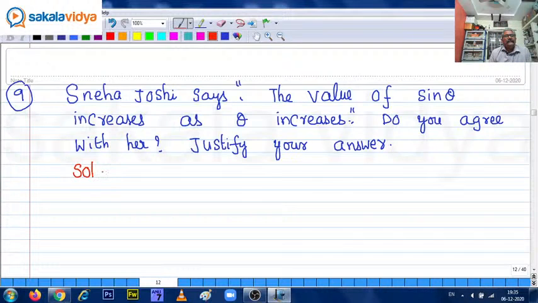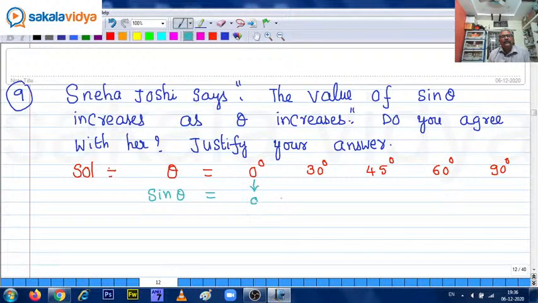First, let us write the values like this. You take theta values: theta is equal to 0 degrees, 30 degrees, 45 degrees, 60 degrees and 90 degrees. Write down the respective sin theta values. Sin 0 is 0, sin 30 is 1 upon 2, sin 45 is 1 by root 2, sin 60 is root 3 by 2, sin 90 is 1. See, slowly as theta increases from 0 to 30, 30 to 45, 45 to 60, 60 to 90, the value of sin theta increases from 0 to 1. So that means it's absolutely correct.